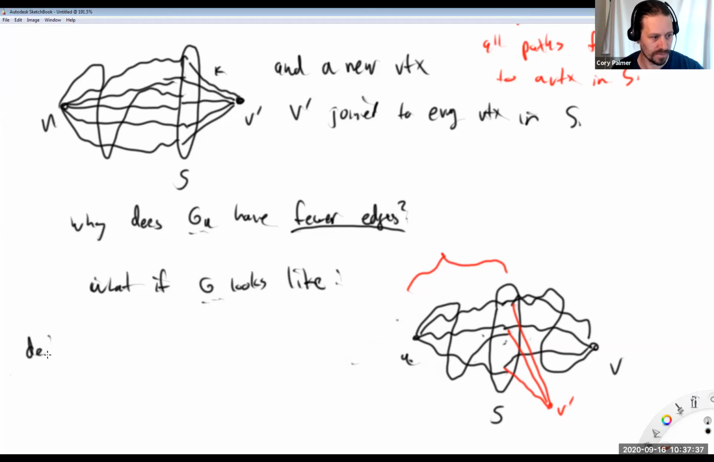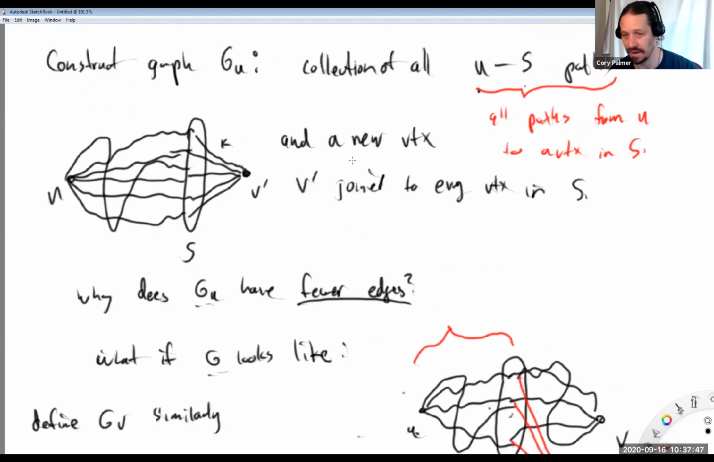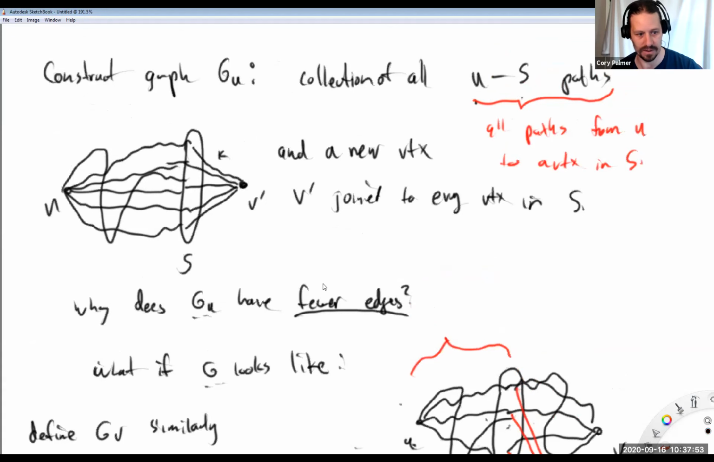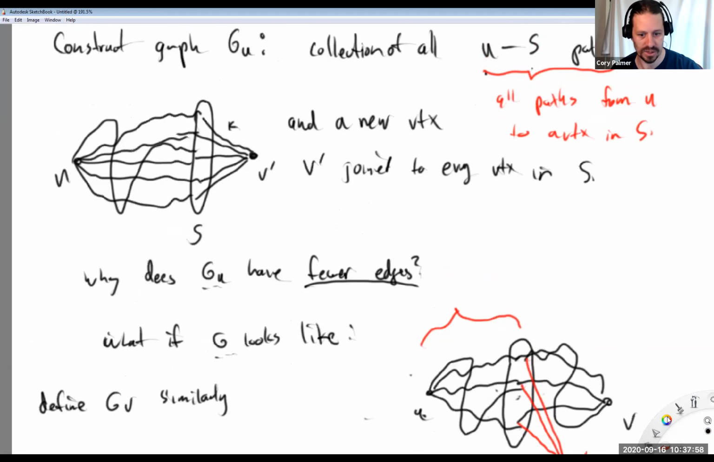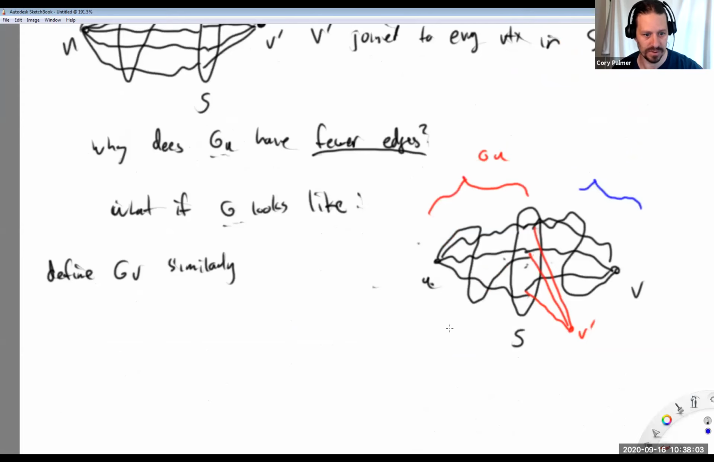So define GV similarly. Okay, so GV is just the same thing. I take all the paths on the right-hand side and introduce a dummy variable U prime that's joined to everything here. So it's just the left-hand side. This one here was GU, and GV would be keep this stuff here, GV, and introduce the dummy vertex U prime that's joined to these guys here. So I create 2 different graphs. One simulates the left-hand side, one simulates the right-hand side.